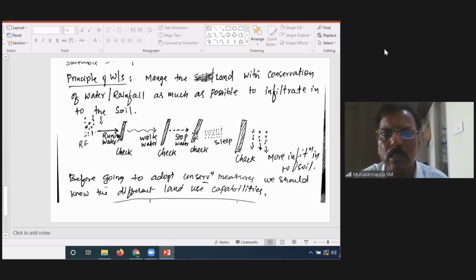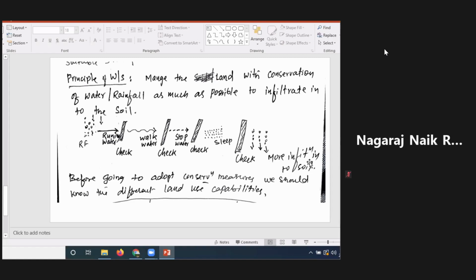So if it is stopped water, and you again put a check, what happens? It will go to sleep. That means it has more time. So that sleeping water, if you again put a check, there will be more and more water infiltrated at the end.